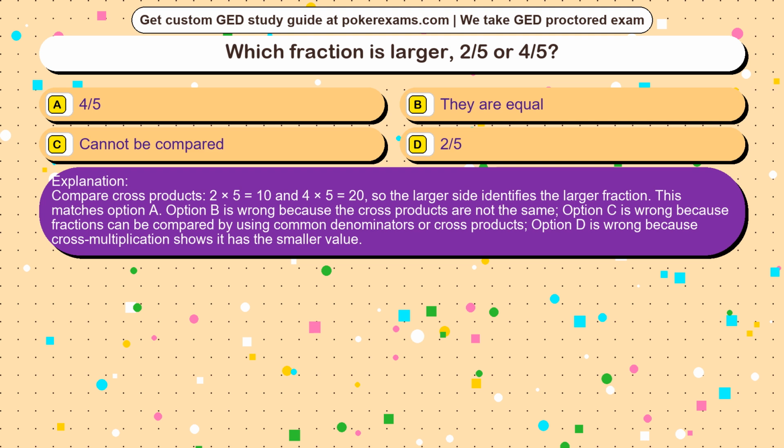Option B is wrong because the cross products are not the same. Option C is wrong because fractions can be compared by using common denominators or cross products. Option D is wrong because cross multiplication shows it has the smaller value.